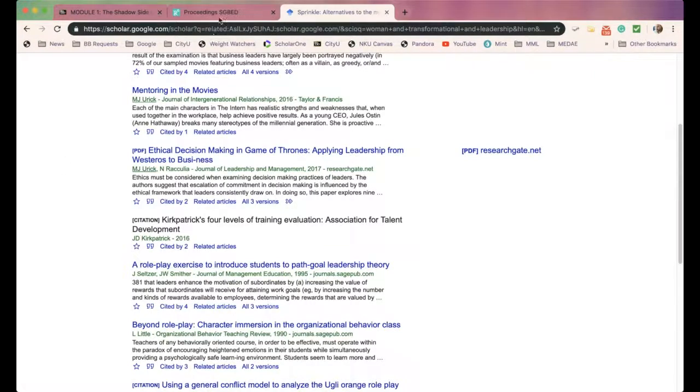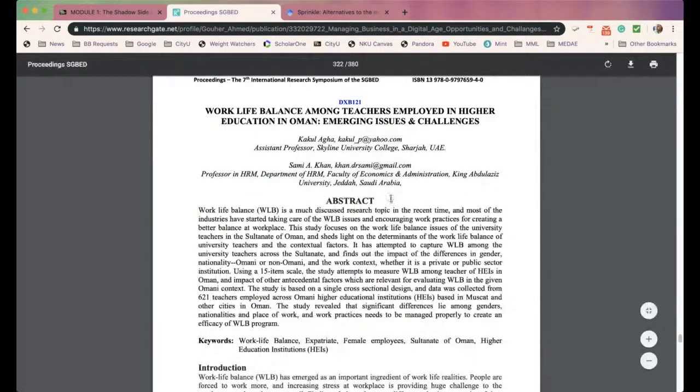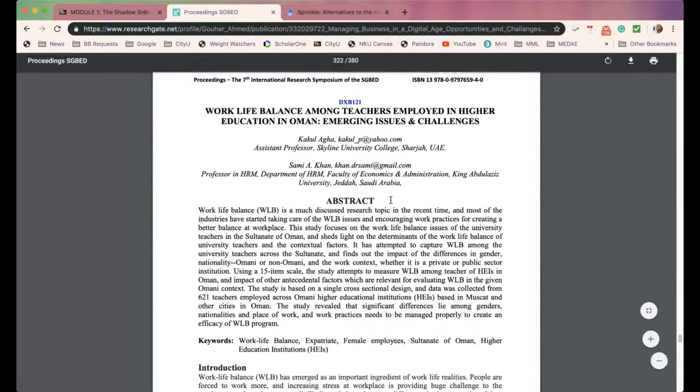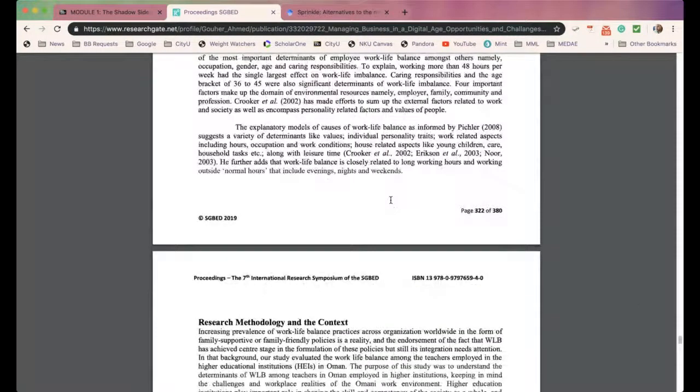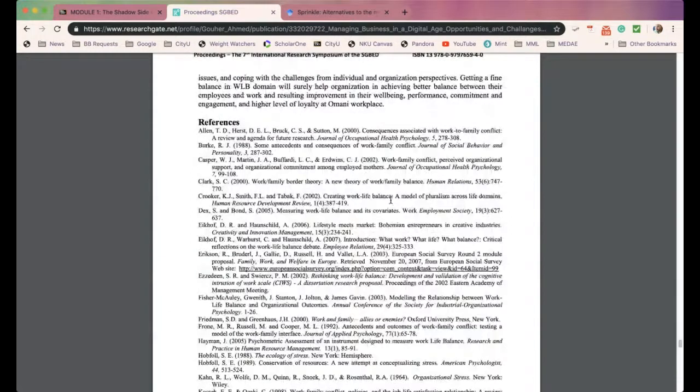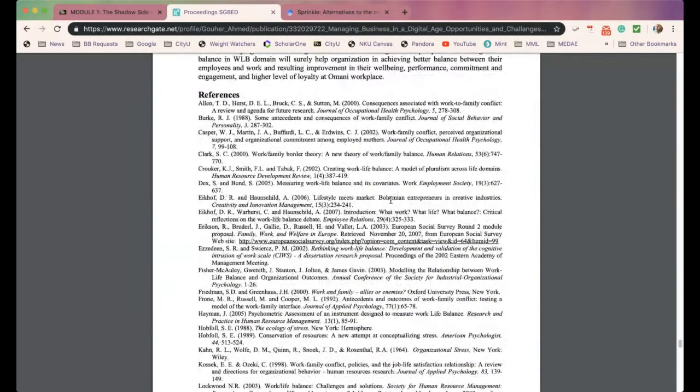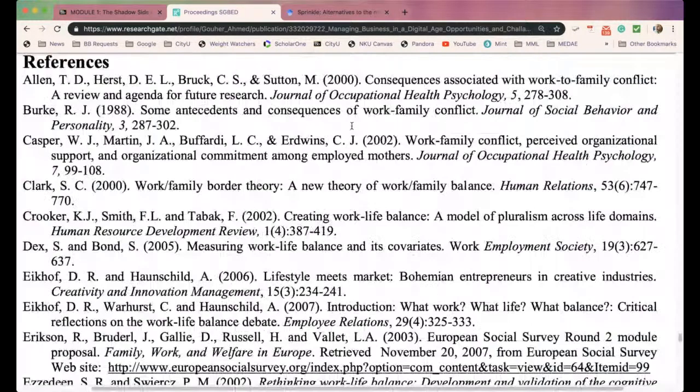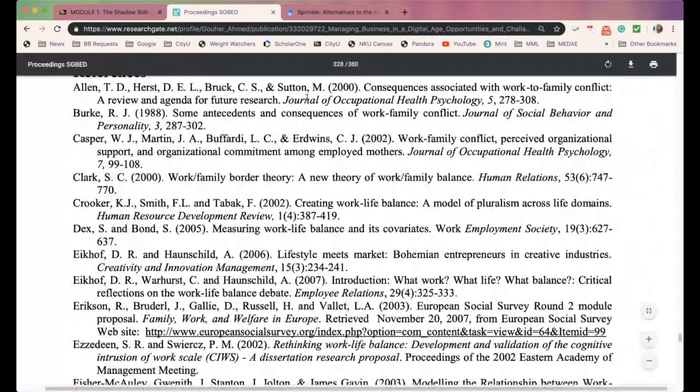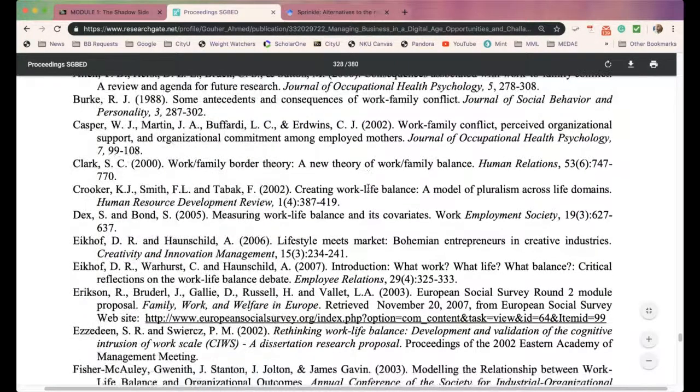Now the second thing: you can look at the reference list. So I go down to the reference list, and I look down this tiny reference list that I know is really small. But what I'm looking for here is what kind of articles they are citing. So here's a work conflict article. Here's a new theory of family balance. Clark's important in the field. This is a book. No, this is a journal article from 2000.